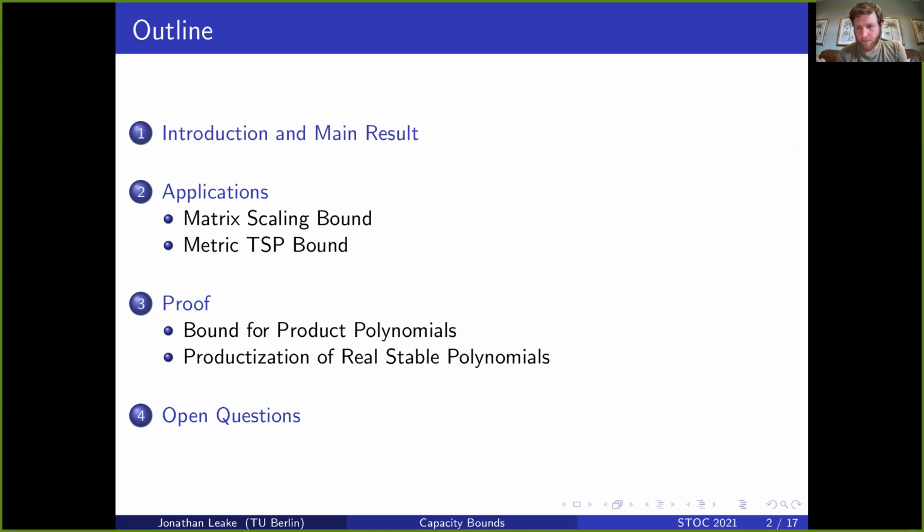First, I'm going to give a little bit of background on the main result. It's a little bit technical, so I'll give some background on what it's saying, then I'll give the main result, and then from there I'll discuss the two main applications that we talk about in our paper. Give a few details of the proof, and then discuss some open questions at the end.